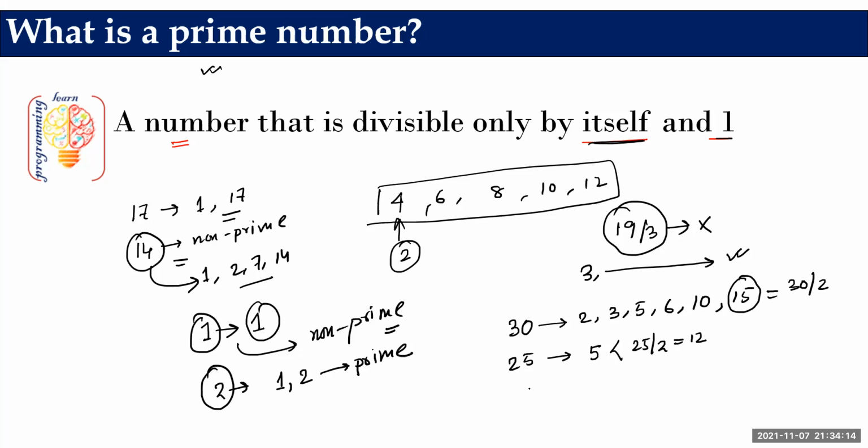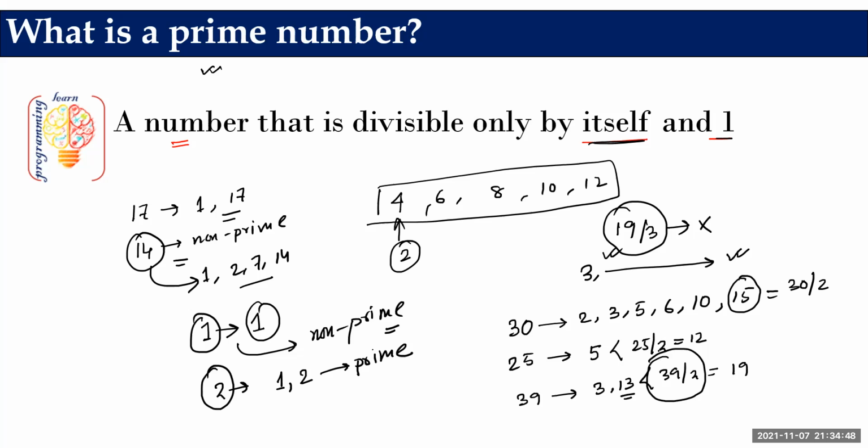Let us take another number, 39. The factors are 3 and 13. The highest factor, 13, is less than half of that number. So there is no need to check till the end of the number. To conclude whether a number is prime or non-prime, we should check only up to half of that number.